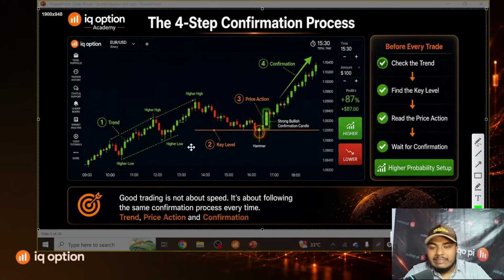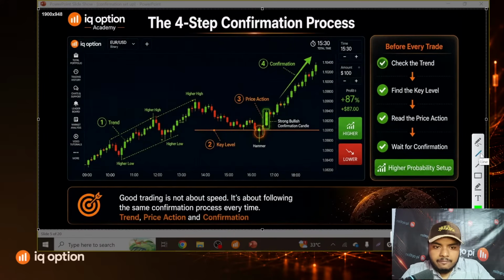What is a four-step confirmation? When you enter the market, what you actually see is the market move up, down, or sideways, right? But your mind must be prepared for this four-step confirmation. When you find this four-step confirmation in the market, you will be more confident when you execute your trade. So do not enter your trade before you find those four-step confirmations. Let's get into it, guys.